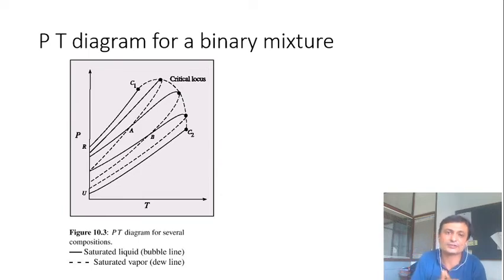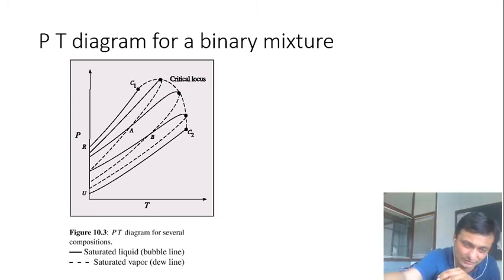Here the PT diagram is being drawn for a binary mixture, and for a binary mixture there are some differences between a pure component and this. As in, the critical points are here. So this is a locus of critical points, and near the critical point there is some phenomenon taking place which is very different from what we generally see, and we will discuss that as we proceed further in the same class.